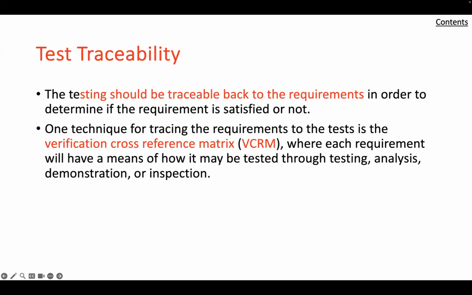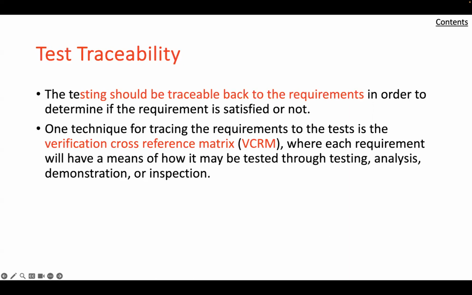Okay, we'll just have 2 more quick sections that we'll talk about. First of all, test traceability. The testing should be traceable back to the requirements in order to determine if the requirement is satisfied or not. Most of the modern system engineering tools will have a capability to show a traceability between requirements, functions, components, and tests. This will be valuable when requirements or any other element will change, and to automatically update the rest of the architecture from the affected items.